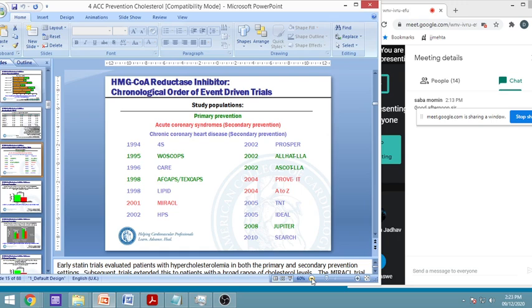So there were various trials, and these trials started from 94, 95, 96, 98, 2001, 2002, and up to 2003, and they have got various names. These short forms are ALERT, ASCOT, LLA, PRO, A to Z, TNT, Ideal, Jupiter, Research, Search. These are actually names of the trials on the basis of their abbreviation. So these are various trials which have shown various effects, and on the basis of these effects the recommendations are given.